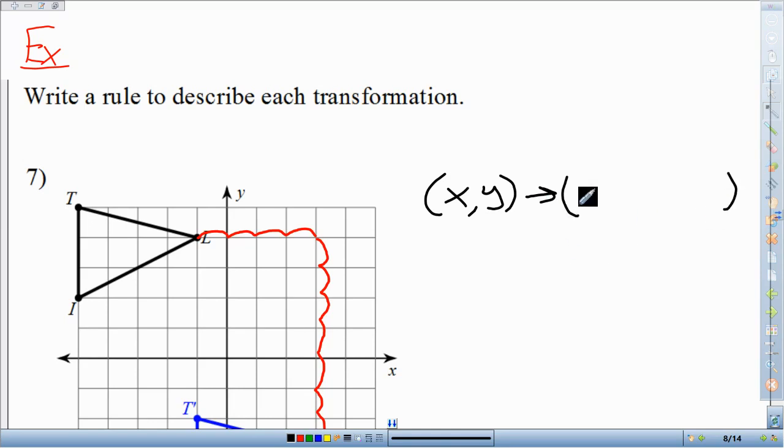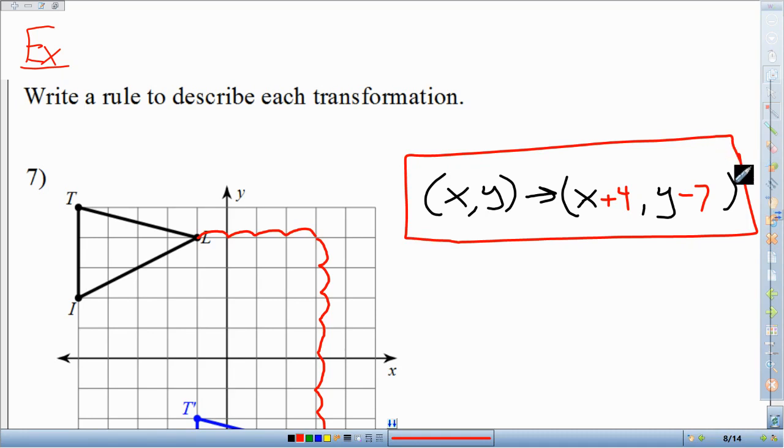Normally I like to say, okay, something's going to happen to x, comma, something's going to happen to y, and then I'll fill that in. Here's what I noticed. If we're going to the right 4 units, I know that means we're adding a number to x. We're adding 4 to x, right? So there is this part, adding 4 to our x value. If we're going down 7 units, that means we are subtracting 7 from our y value. Okay, and that is the rule. That's what they're looking for.